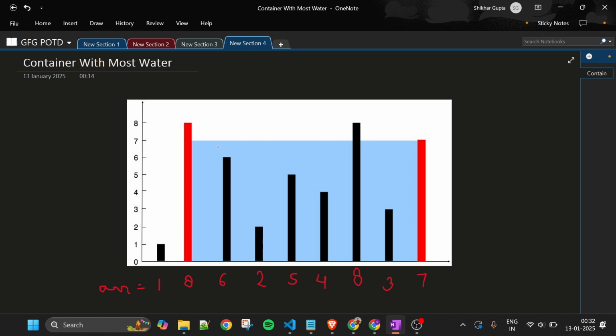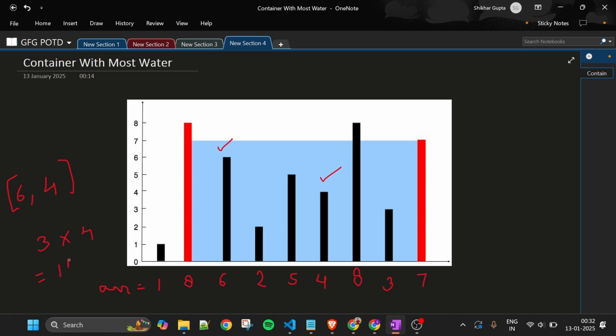If I pick this wall and this wall, what's the length? First wall length is 6, second wall length is 4. And what is the breadth? The breadth is basically 1 2 3, so 3. So the lengths are 6 and 4, and I will always take the minimum of these two, which is 4. So 3 into 4 is equal to 12. So 12 units of water I can store.